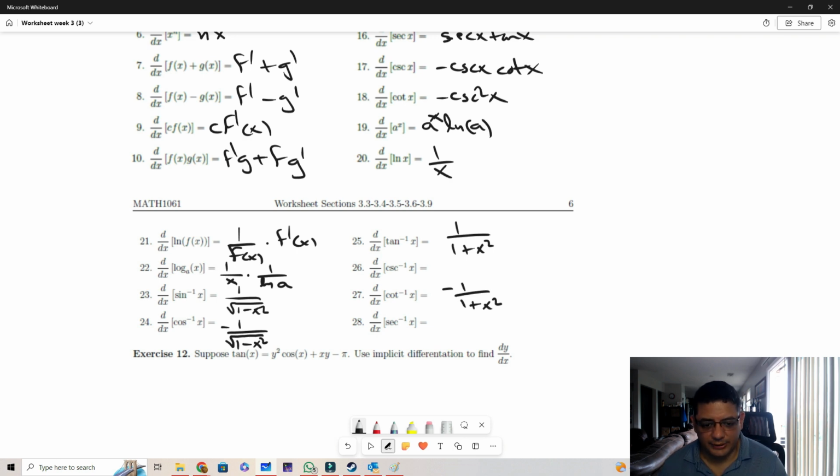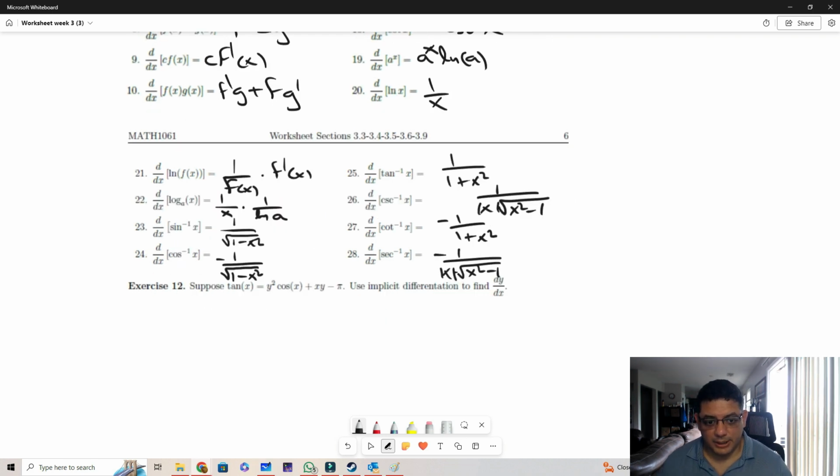And the derivative of the secant inverse is going to be 1 over x squared, the square root of x squared minus 1. And the derivative of secant to the minus 1, it's going to be minus 1 over x squared. Sorry, this is not x squared, but absolute value of x. Actually, it's the other way around. The minus is for cosecant, not for secant.